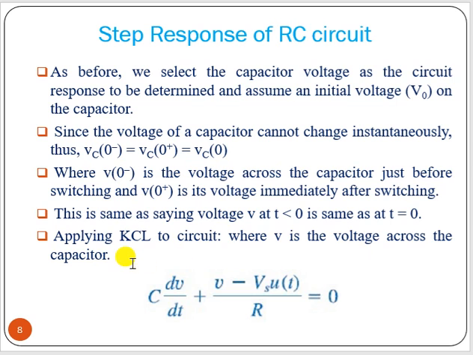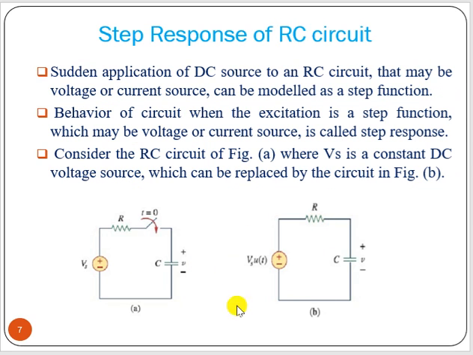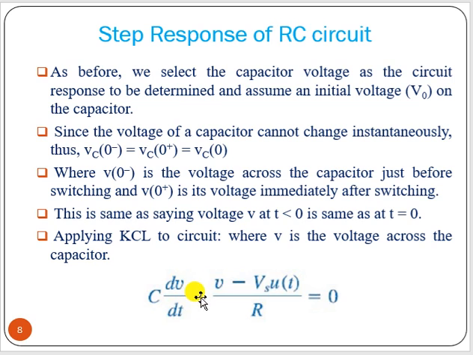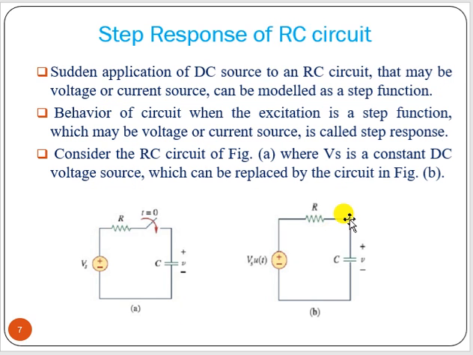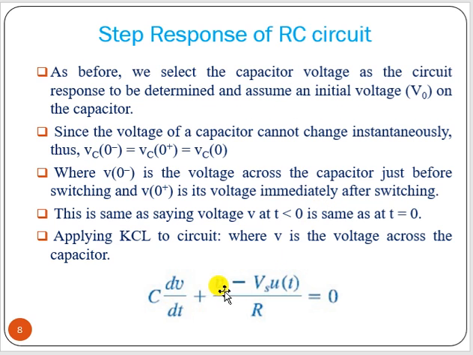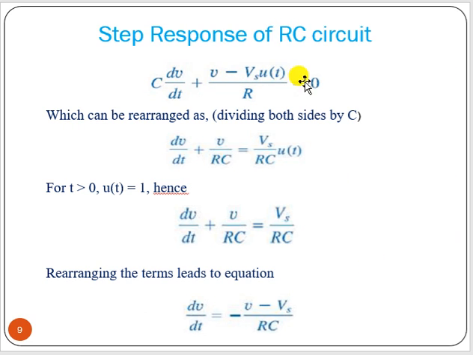Okay. Now according to this circuit, if we write the equation at this node, the current is IC, and here the current is I. The summation will be 0. Now IC equal to what? C dV/dt. So C dV/dt plus I, which we can write as, if this is your voltage V, (V minus Vs u(t)) divided by R, equal to 0. Okay. Now we can divide this equation by C. Then we will get dV/dt plus V/RC equal to Vs/RC times u(t).